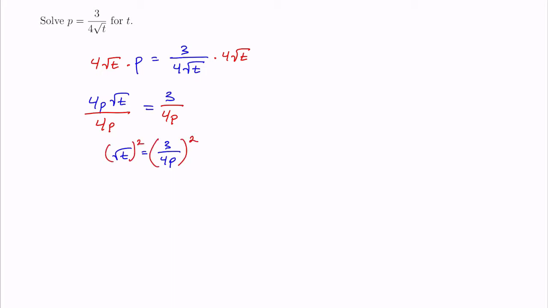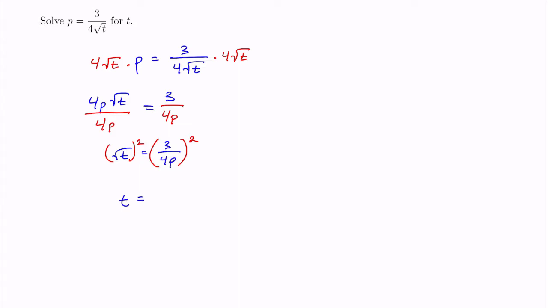But if we square the left side of the equation, we must also square the right side. When we square the right side of the equation, it is important to square everything on the right side, so we want to put that whole fraction of 3 over 4p in a single set of parentheses. Now on the left side of the equation, root t squared will simply cancel to leave us with t.